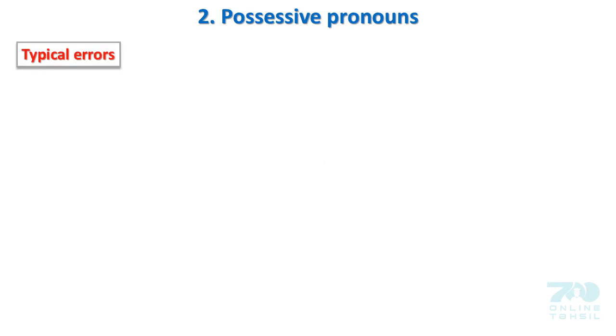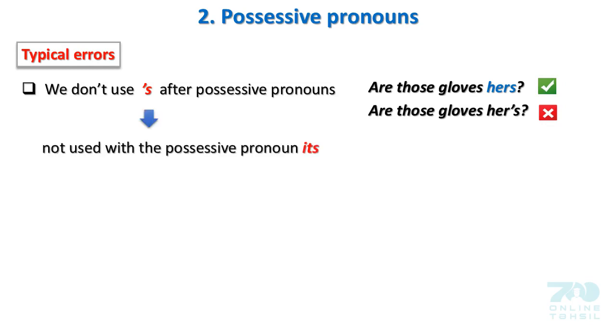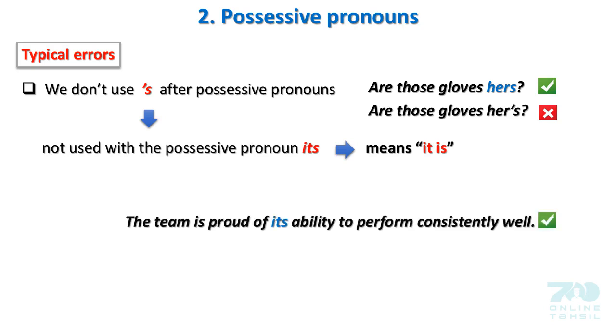Typical errors. We don't use apostrophe s after possessive pronouns. Are those gloves hers? Not: are those gloves hers' with apostrophe. Apostrophe s is not used with the possessive pronoun its. Its with an apostrophe means it is. The team is proud of its ability to perform consistently well, not proud of it's ability with apostrophe.